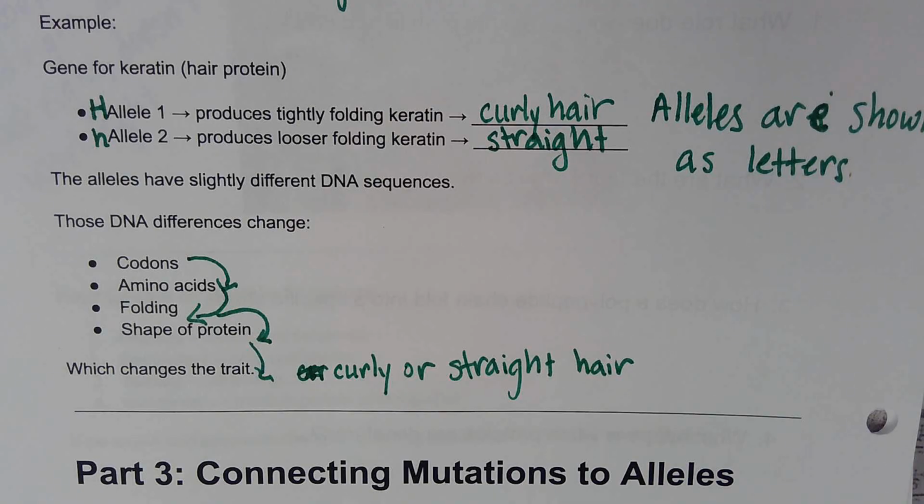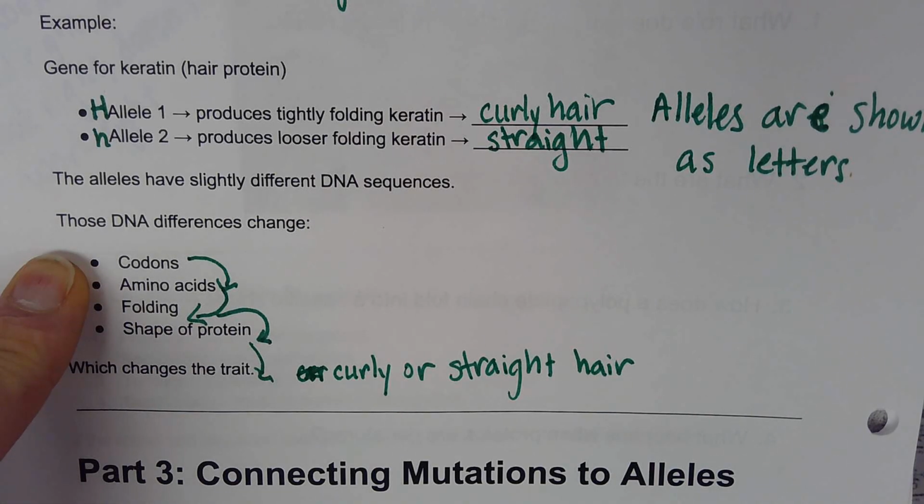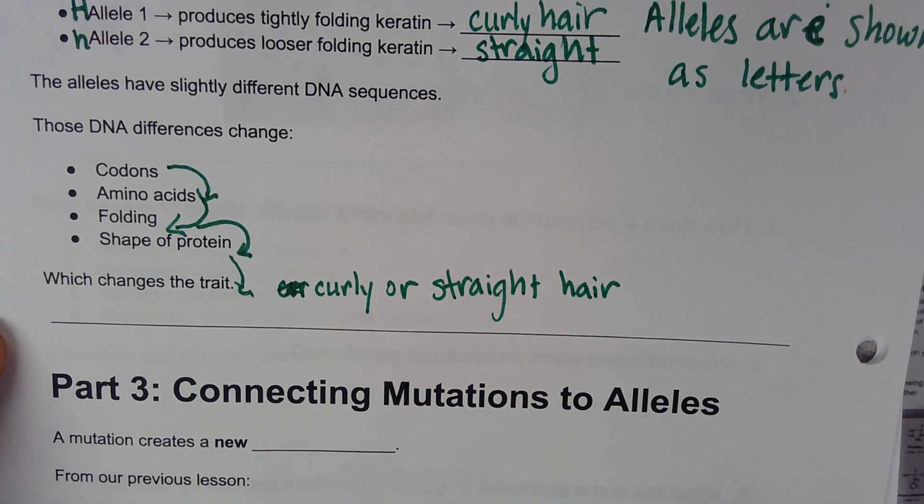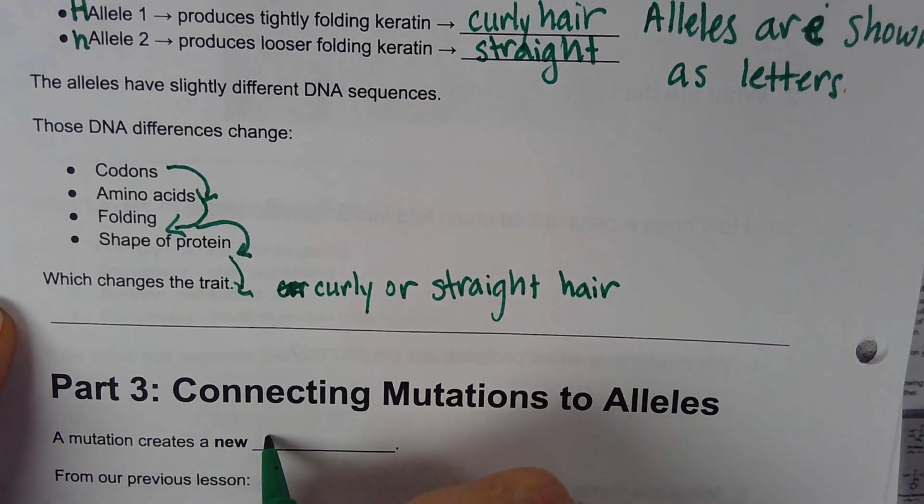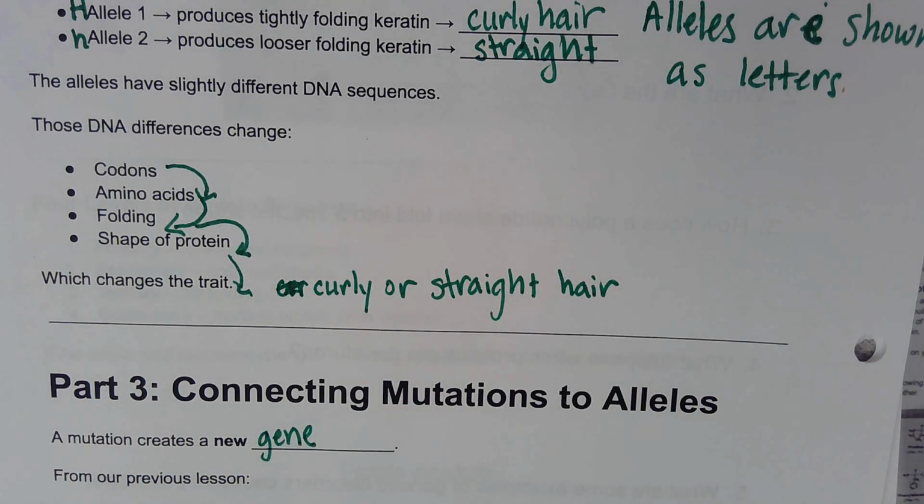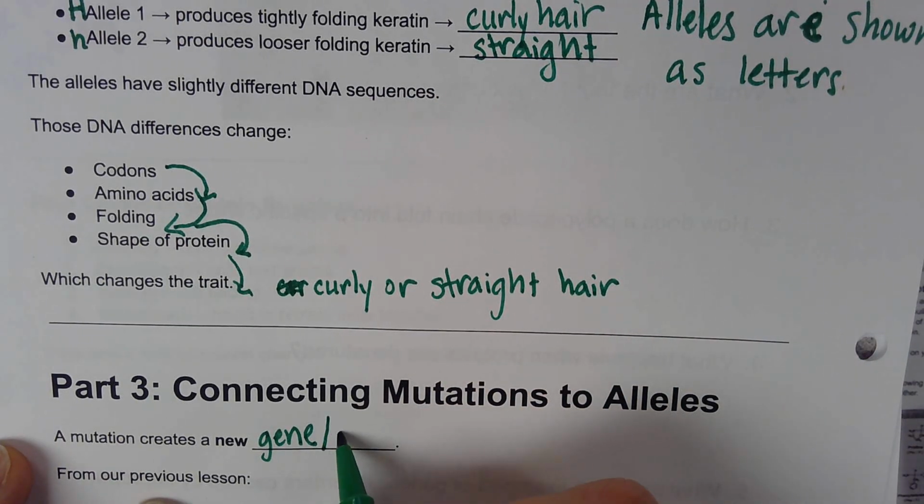So now we're going to kind of talk about mutations. These different alleles happen because of mutations. So a mutation creates a new gene. And remember, a mutation is only that I'm changing something in the gene, specifically that part of the gene being the codon.